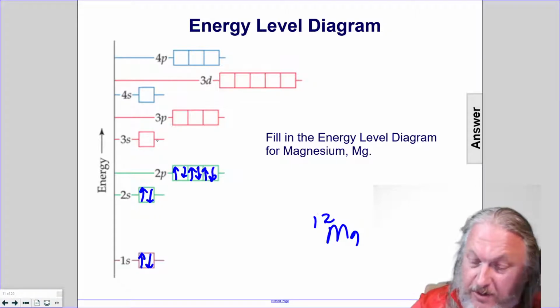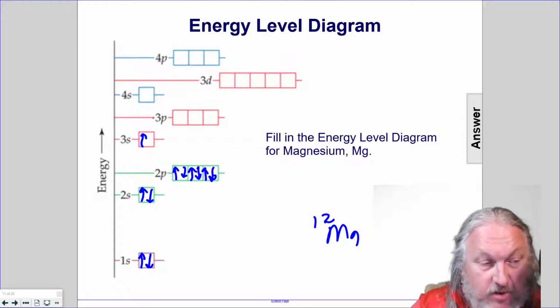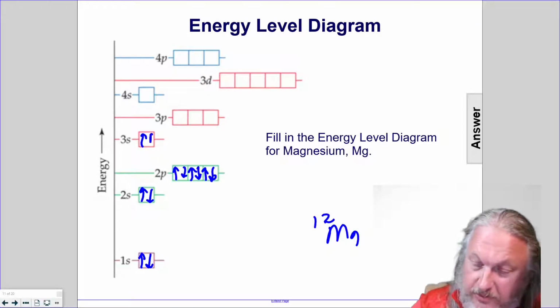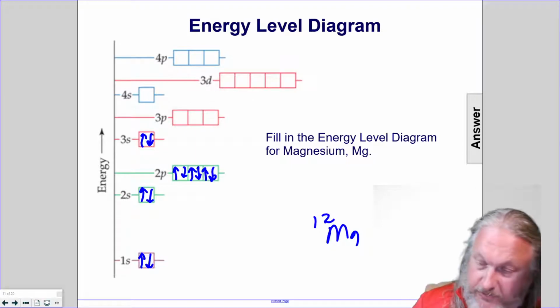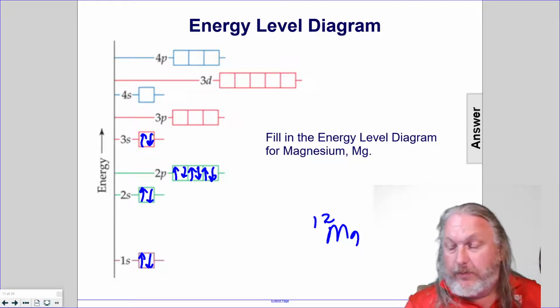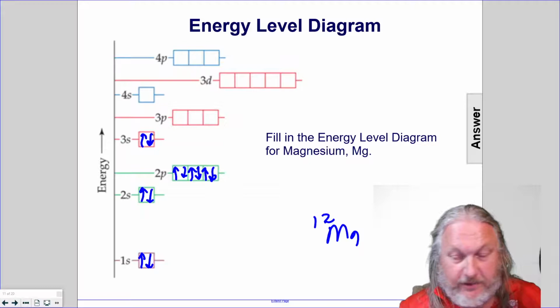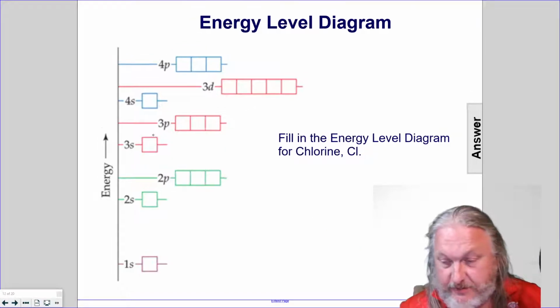So I've got 2 more electrons. Let's see, I'm going to put one there. Can I put it in 3p? No. I have to go into the 3s, and the 2 electrons are there. So that's the orbital diagram, the energy level diagram for magnesium.